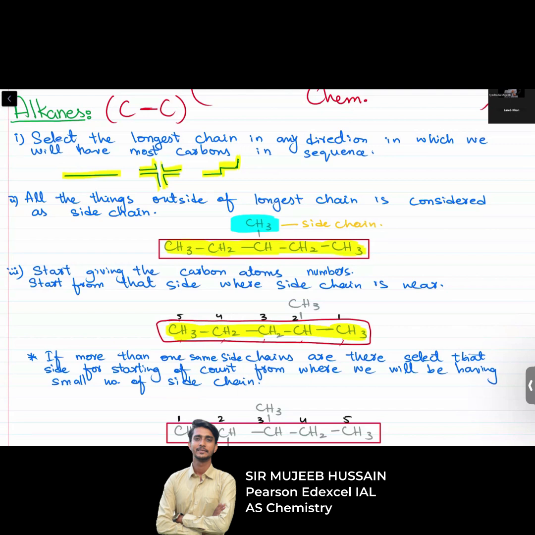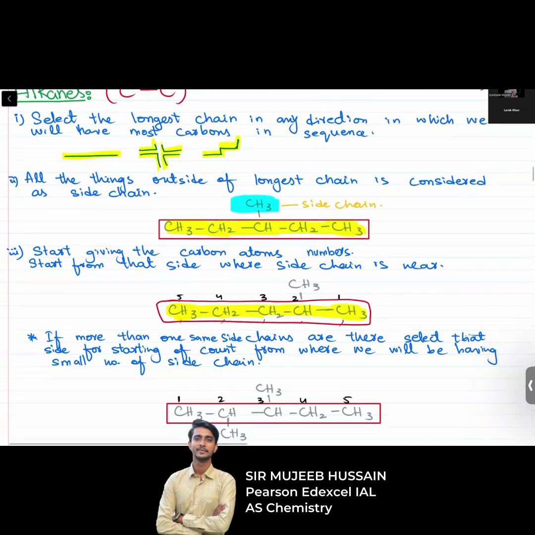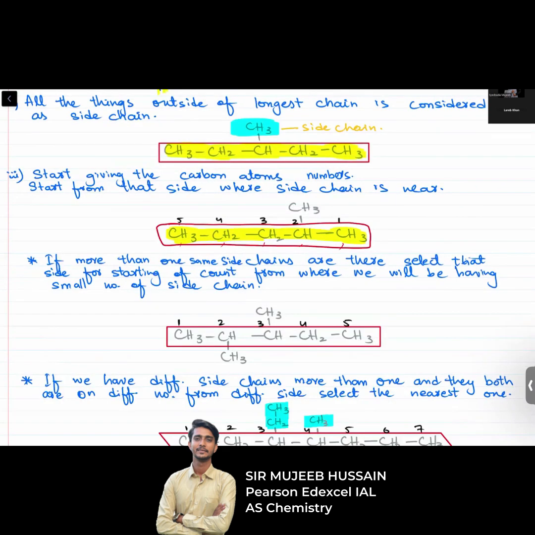Now we will have some cases in this third point. Let's see what cases we have here. Maybe there's a possibility that we will have two different side chains. So what will you prefer? You see that from the right side the first side chain is on the third carbon, and from the left side the first side chain is on the second carbon. So which side will be preferred, the left side or the right side? The left side. Exactly.